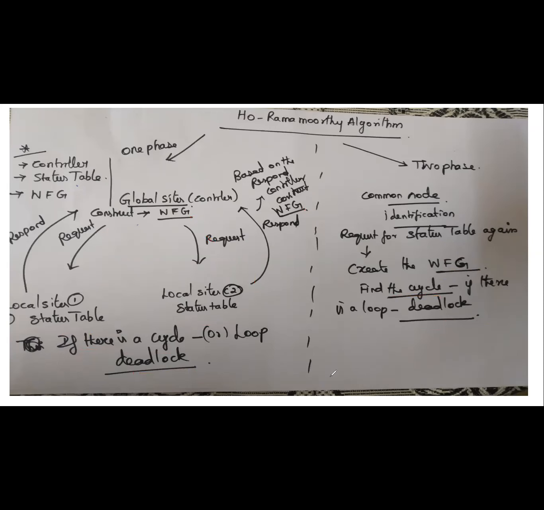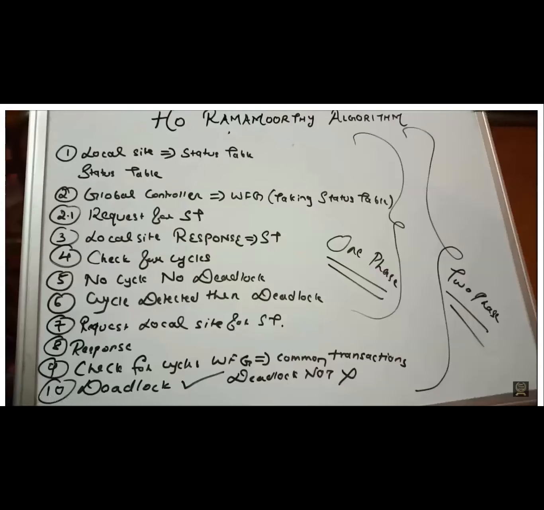Here we can see the example. I'll show you one example so you will understand. Before going to the example, there are certain points you need to understand. Number one, there is a local site, which takes care of the status table for that particular local site. Then there is a global controller who is responsible for drawing a wait-for graph, taking the status table information. Then there is a request for the status table.